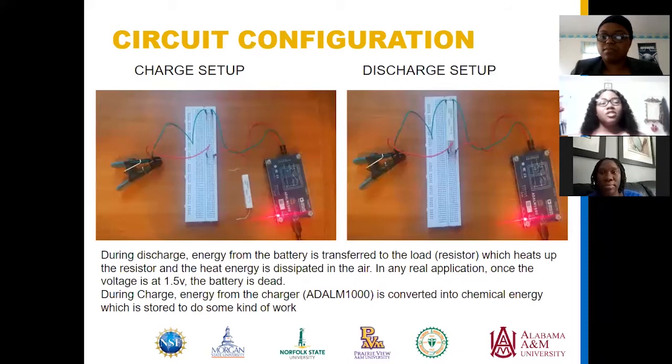The first picture shows the charge setup, while the second picture shows the discharge setup. In the charge setup, we don't need a load, while in the discharge setup, we need a load. During discharge, energy from the battery is transferred to the load, which heats up the resistor, and the heat energy is dissipated in the air. In any real application, once the voltage is at 1.5 volts, the battery is dead. During charge, energy from the charger is converted into chemical energy, which is stored to do some kind of work.